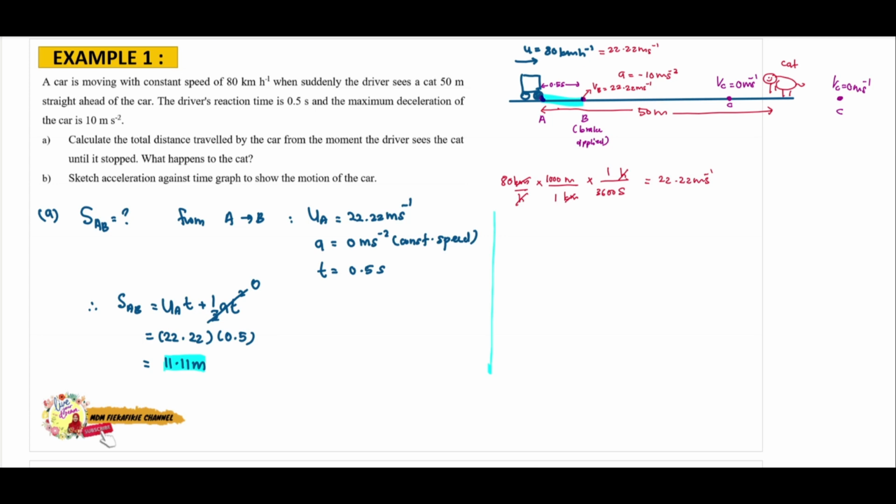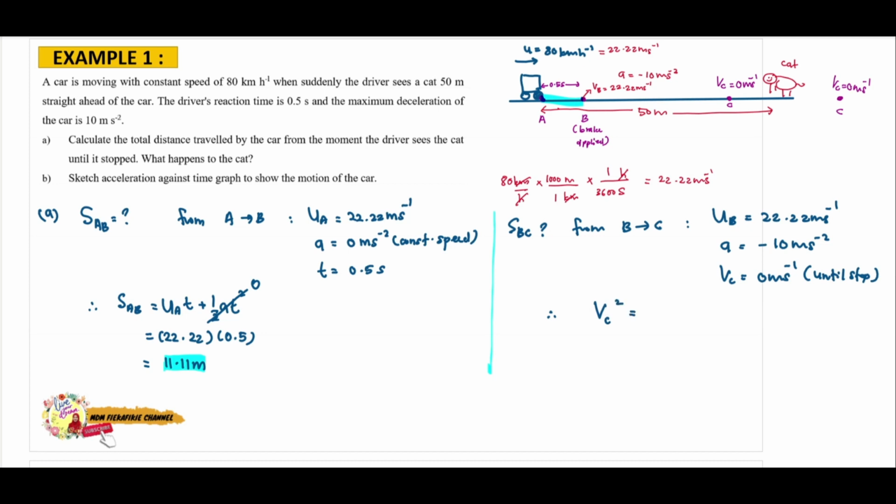So from B to C, SBC, we know already that at point B, the velocity is still 22.22 meter per second. And the acceleration from B to C is negative. Jangan lupa negative sign. And at point C, kita tahu soalan kata until the car stops, so 0 meter per second. Therefore, based on this information given, we can calculate SBC by using the equation VC squared.